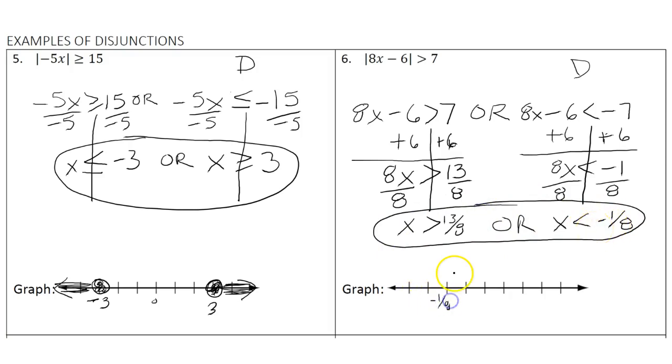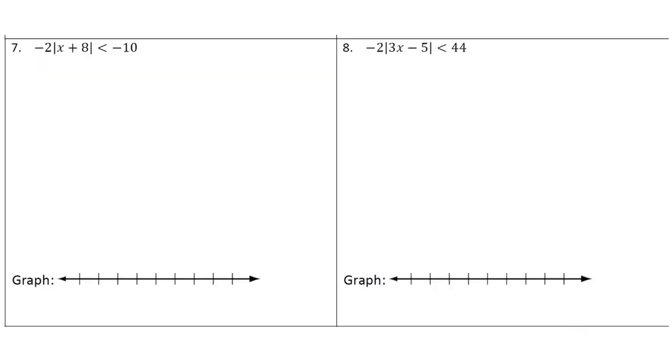Draw a hollow circle at the negative 1/8 and draw the arrow going to the left. Put the positive number to the right, draw a hollow circle, and draw the arrow going to the right. This is our solution. In example 8, we need to start by isolating the absolute value.